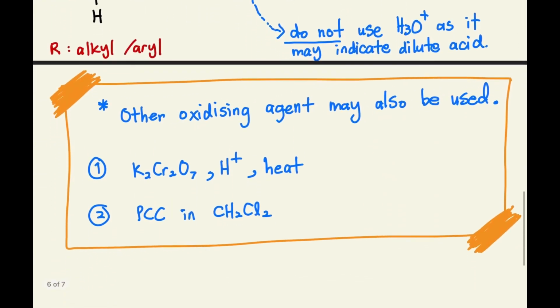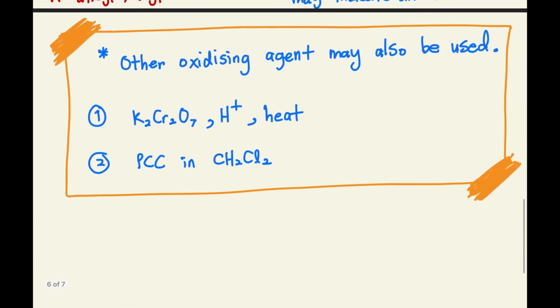You may also use any other oxidizing agent, namely potassium dichromate, in the presence of acid, or acidified potassium dichromate and heat. You also can use PCC and CH2Cl2 because the product will be the same, which is a ketone.